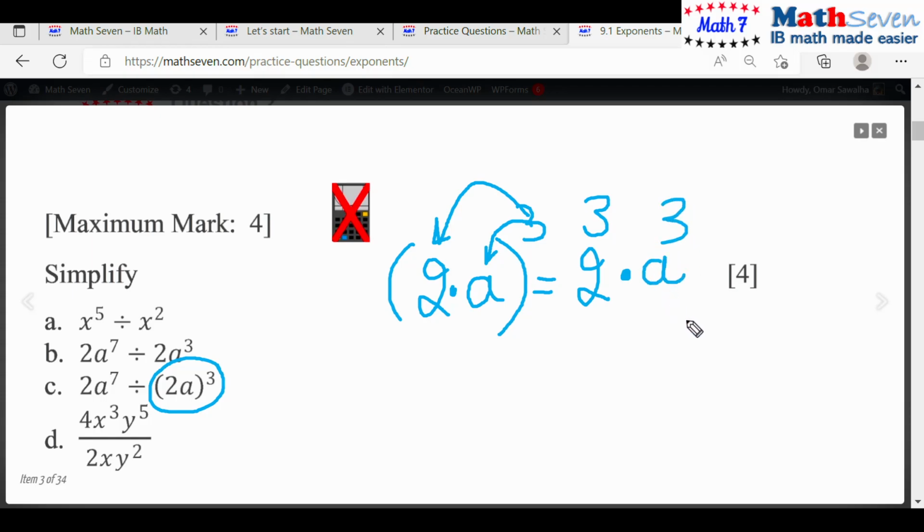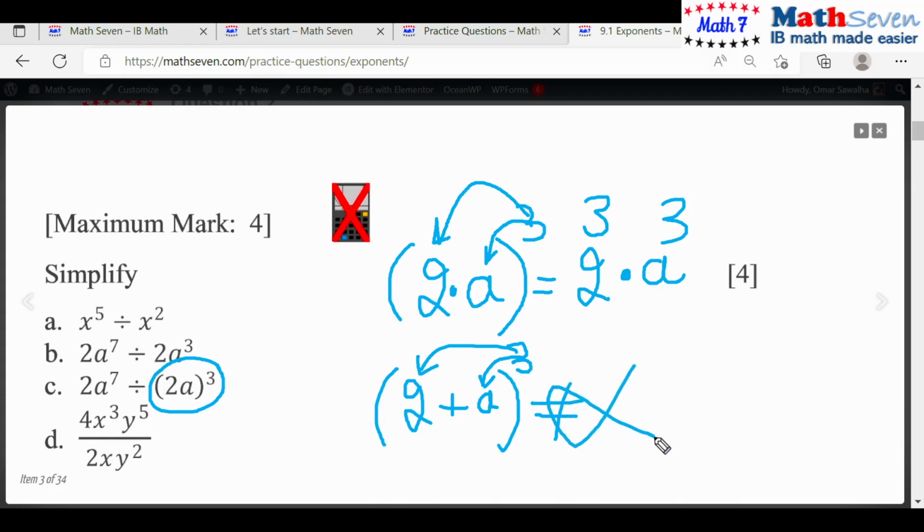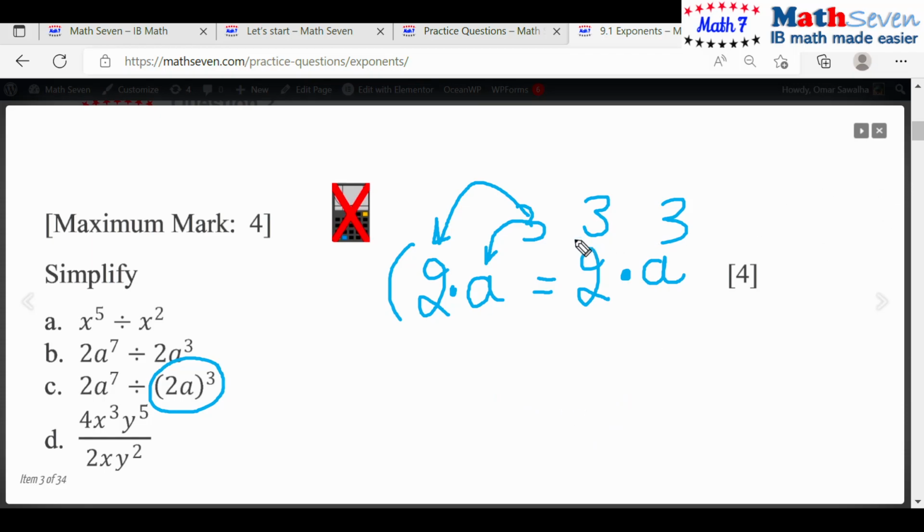That is 100% correct. But if it were 2 plus a to the power of 3, never distribute the power. Watch out, this is the biggest mistake all students make. This is never correct. It is wrong, be careful. You only do this if you have multiplication here. Look, I'm going to highlight it. If you have multiplication, you only distribute the power.